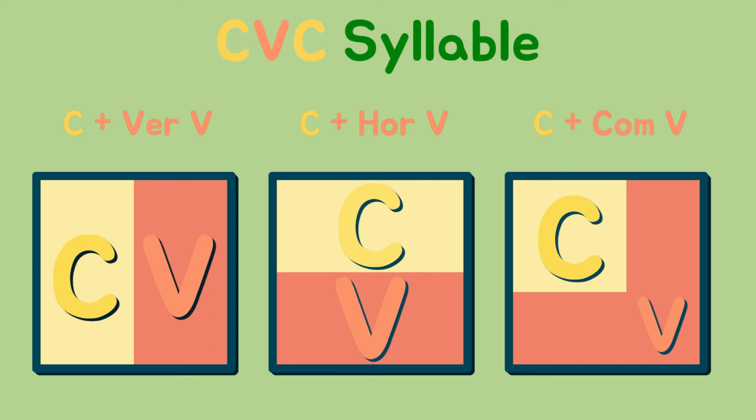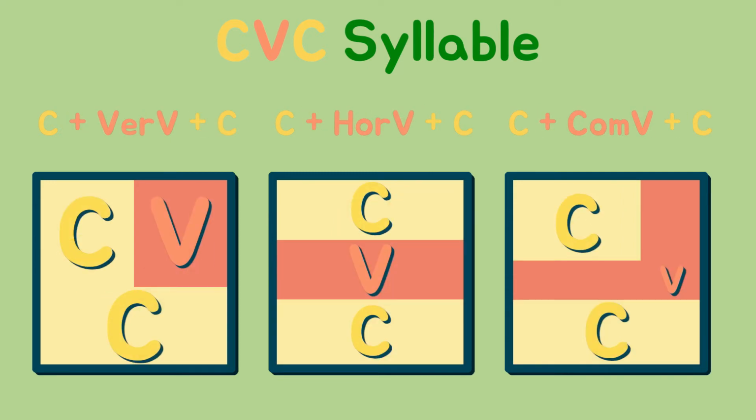Now let's talk about the CVC syllable structure of Hangul. If we divide CVC into two parts, we have CV and C. The CV part is exactly the same as the CV syllable structure that we just dealt with. Then the only difference comes from the last C. This last C always comes below the CV.